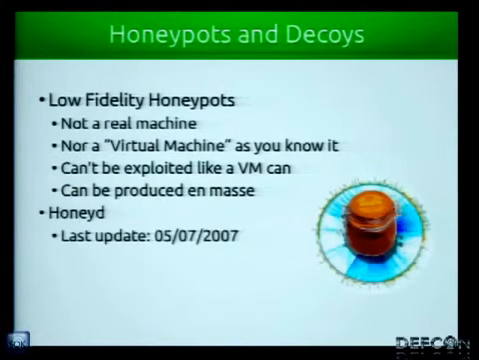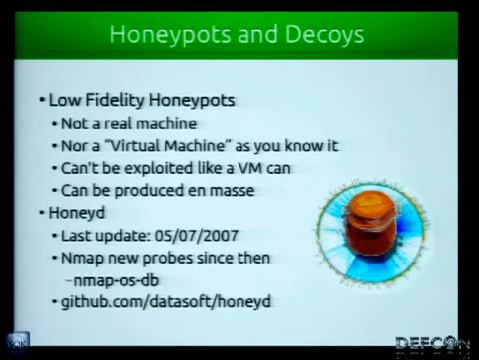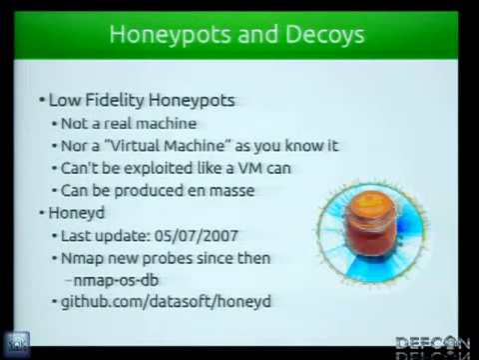So we use HoneyD. One of the problems with HoneyD, however, if you're familiar with it, is that it hasn't gotten an update since like 2007. And that's rather a problem because since then, Nmap has put in new operating system probes, and so it completely fails at giving the right operating system. So one of the things we had to do was update that. If you go to our repository at github.com/datasoft/HoneyD, you'll find an updated version of HoneyD that actually responds properly to the new Nmap operating system probes. So it'll work with the new versions of Nmap.